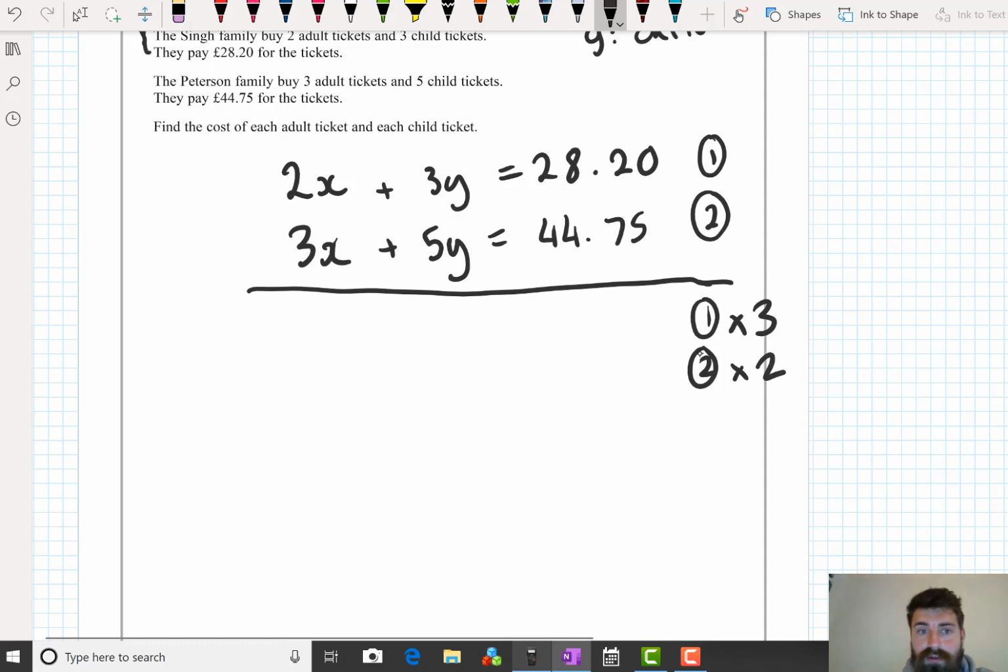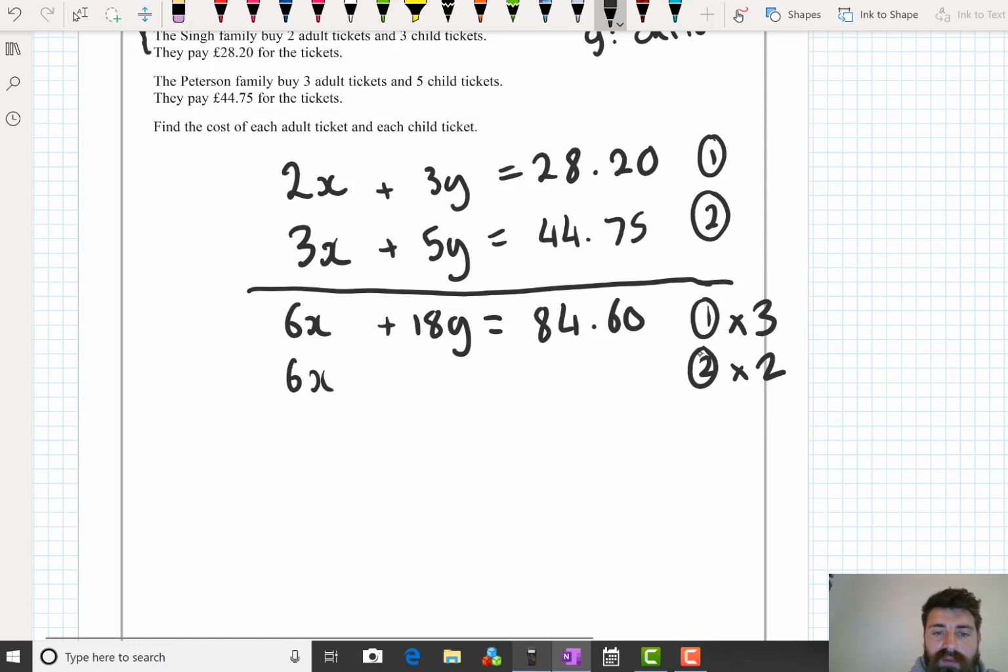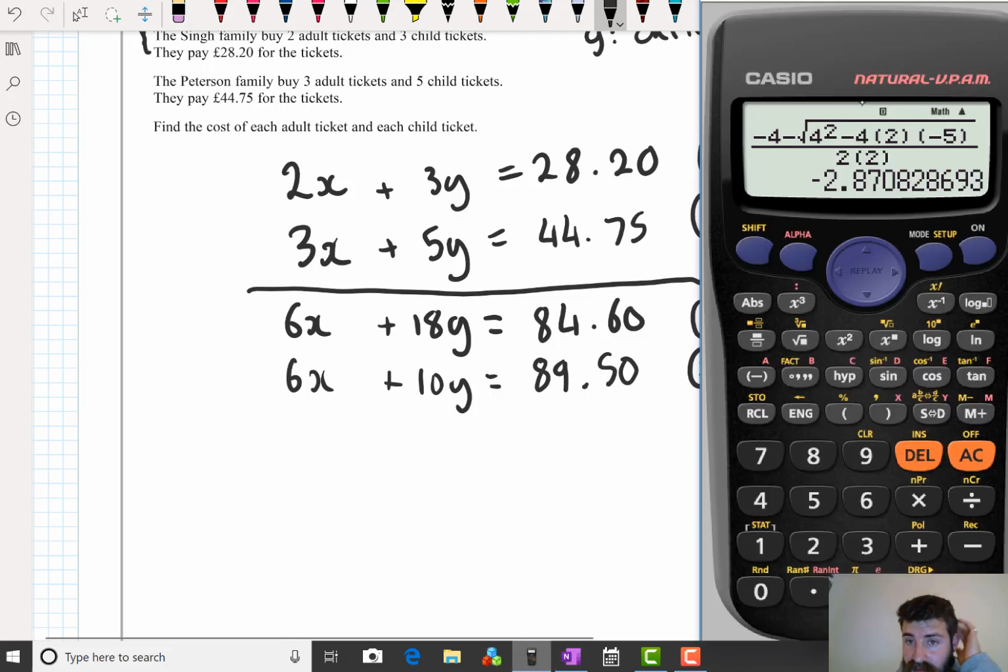Okay, so let's multiply the whole of equation 1 by 3. 6x plus 18y. £28.20 times 3 is £84.60. Equation 2 multiplied by 2: 3x multiplied by 2 is 6x, 5y multiplied by 2 is 10y, and £44.75 multiplied by 2 is £89.50. Right, now I'm just double checking my calculations, it's getting late.